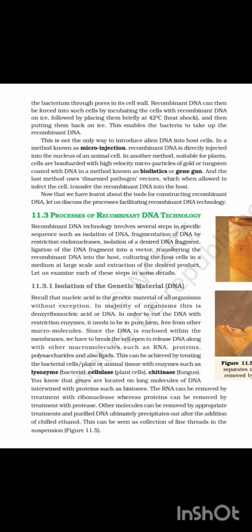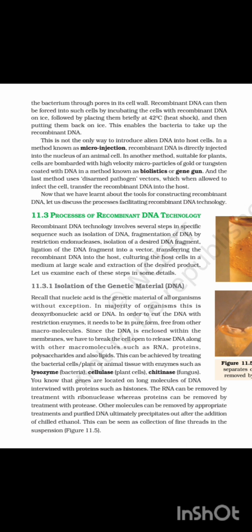This is not the only way to introduce alien DNA into host cells. In a method known as microinjection, recombinant DNA is directly injected into the nucleus of an animal cell. In another method, suitable for plant cells, cells are bombarded with high velocity microparticles of gold or tungsten coated with DNA, in a method known as biolistics or gene gun. And the last method uses a disarmed pathogen vector, which when allowed to infect these cells transfers the recombinant DNA into the host.